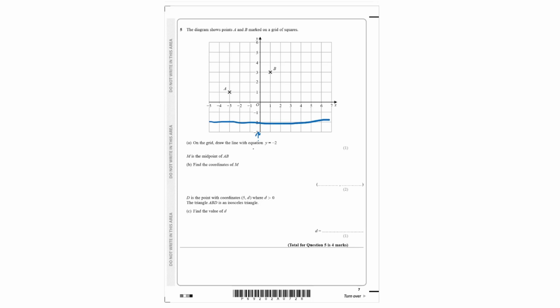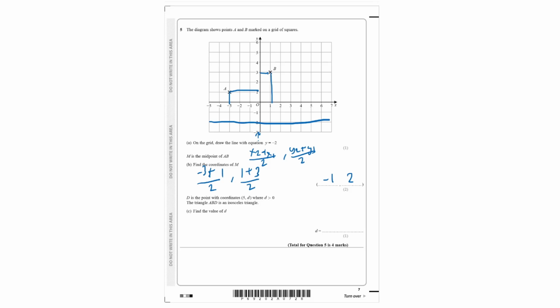To find the midpoint, it's simply x2 plus x1 divided by 2 and y2 plus y1 divided by 2. We can see here that the x for A is negative 3 plus the x for B, which is 1, divided by 2. And we have y, which is 1 plus 3 divided by 2. Negative 3 plus 1 is negative 2, divided by 2 is negative 1. 1 plus 3 is 4. 4 divided by 2 is 2.